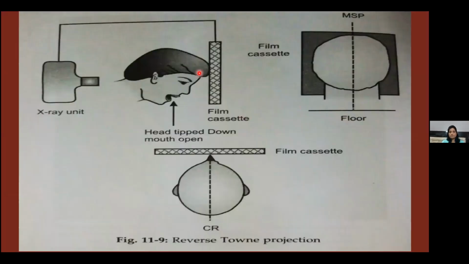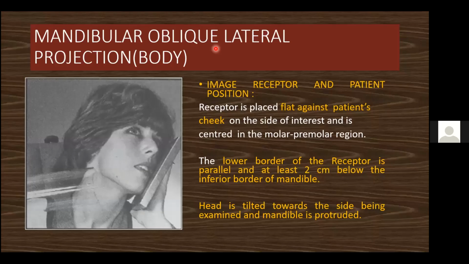So forehead touch position, open mouth, canthomeatal line forming an angle of 25 to 30 degrees. Central X-ray is directed where? At the level of? Through the condyles. Okay. So this is reverse Towne. I have completed most of the extraoral views which are being asked. Lateral obliques are not asked, but I don't want to miss it. I'll just tell you what the main indications are.